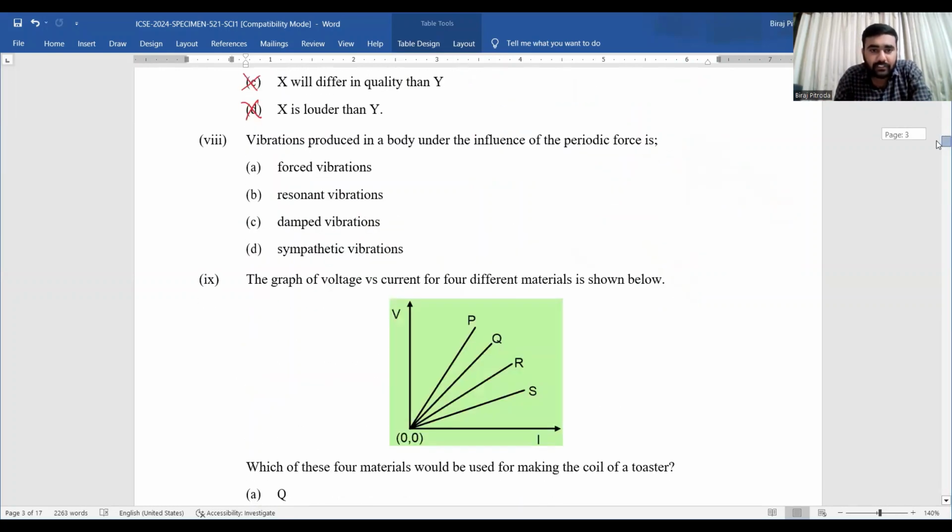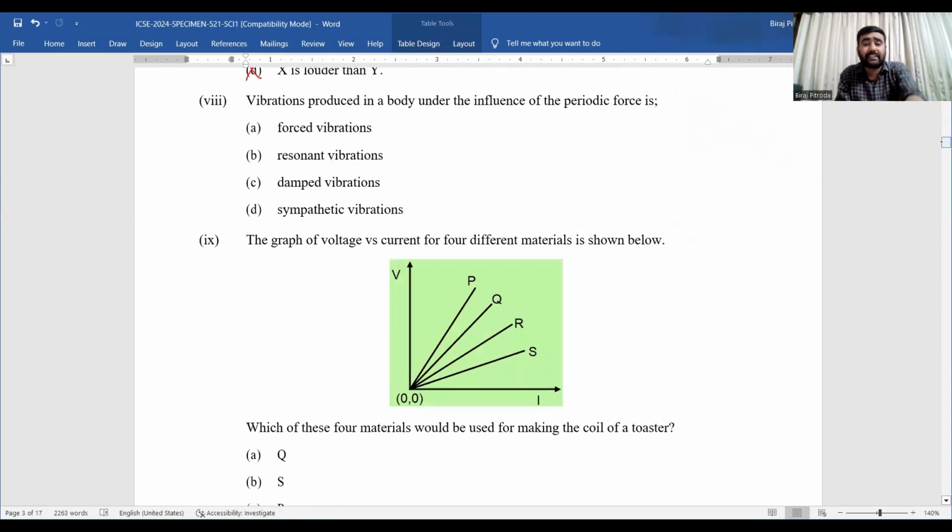The eighth question is very simple and easy, a direct answer question. Vibrations produced in a body under the influence of a periodic force are called forced vibrations. This is the definition we have for forced vibration. Vibration produced in a body under the influence of a periodic force is nothing but called forced vibrations. Let us take the next one, question number 9.